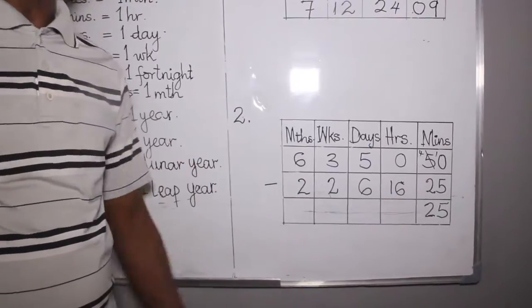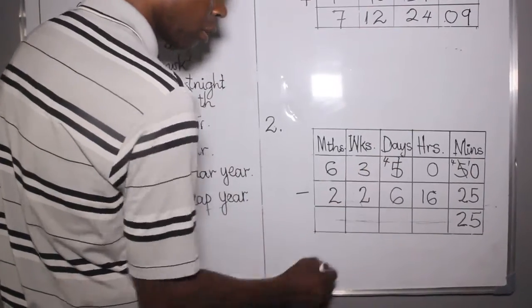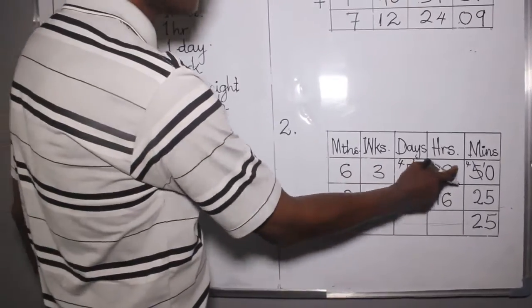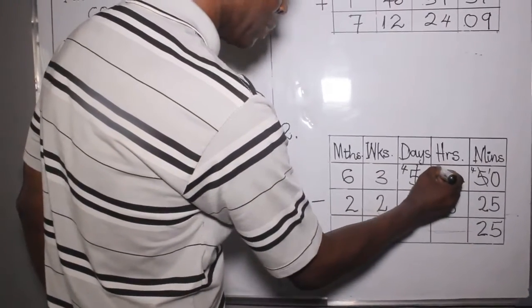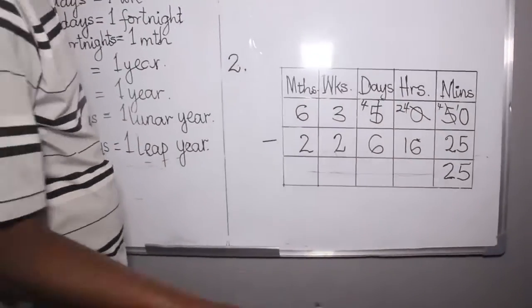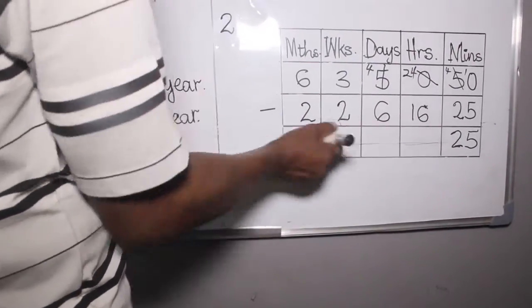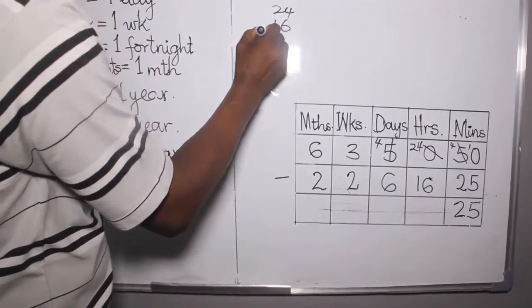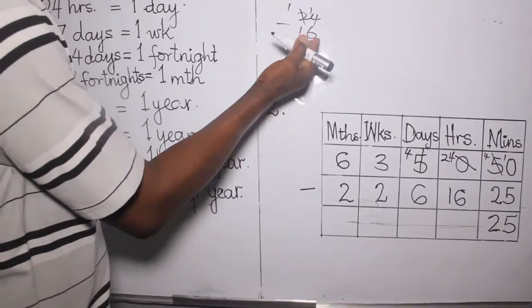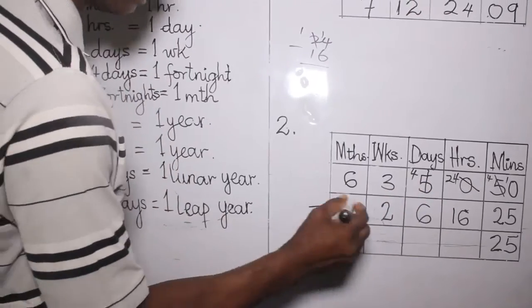Now we have 0 hours, take away 16 hours, which is not possible. So we come here to borrow. We take 1 from here, 2 hours. And 1 day equals 24. So we remove this and replace it with 24. Because 0 plus 24 is going to give us 24. So we have 24 take away 16. Take 1 from here, bring it, that becomes 14. From 14 take away 6. And then that gives us what? 8.